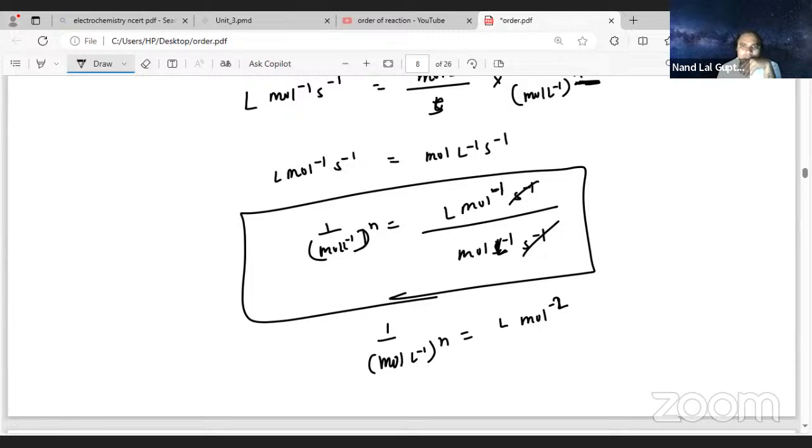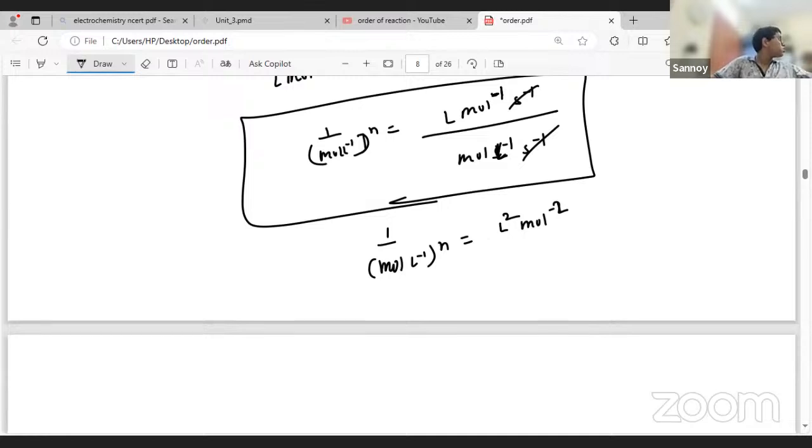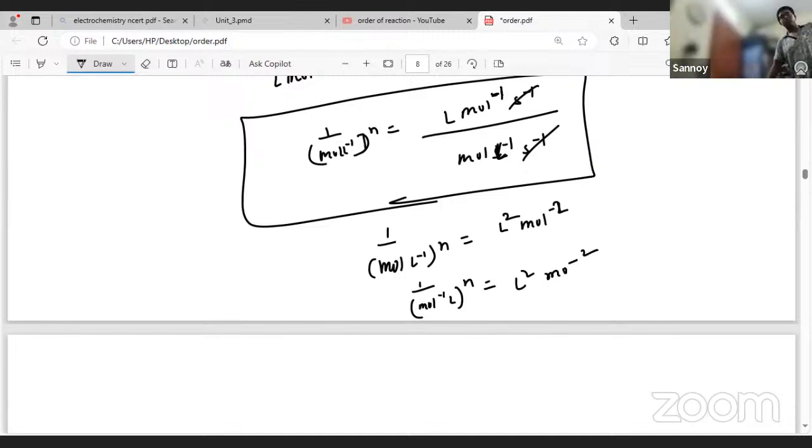Liter will go in the numerator. This is also going to be power 2. Because here liter, this is okay. So 1 by mole liter inverse. Sir, will you give me a little bit of time, sir? I will go and increase the speed of the fan. This is the mole inverse liter power n is equal to liter square mole minus 2.